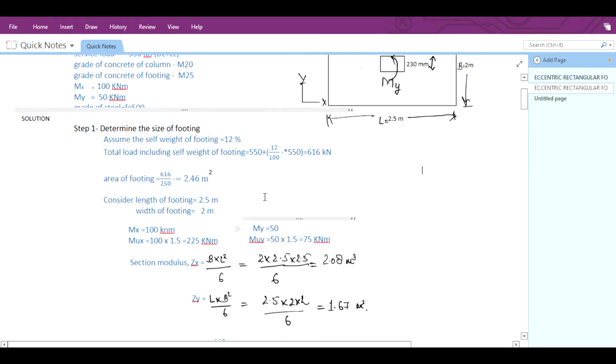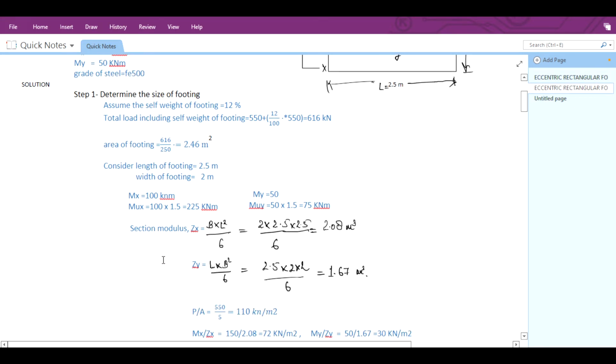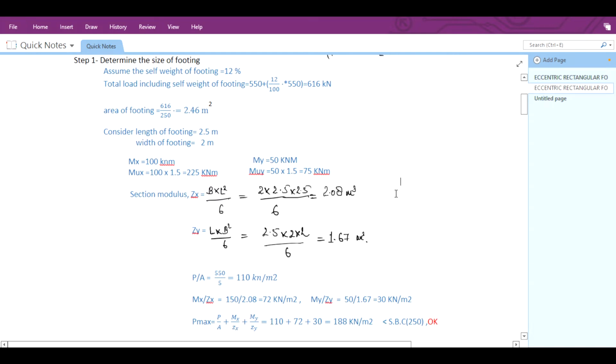Mx is 100 kilonewton meter, so your ultimate moment will be 100 into 1.5, that is 150 kilonewton meter. Similarly My was 50 kilonewton meter, and your ultimate moment in y direction is 50 multiplied by 1.5, that will come as 75 kilonewton meter.